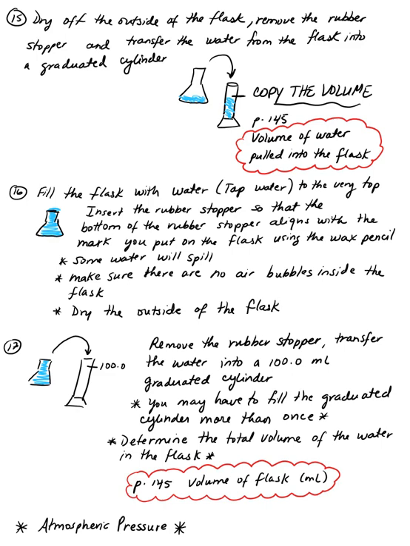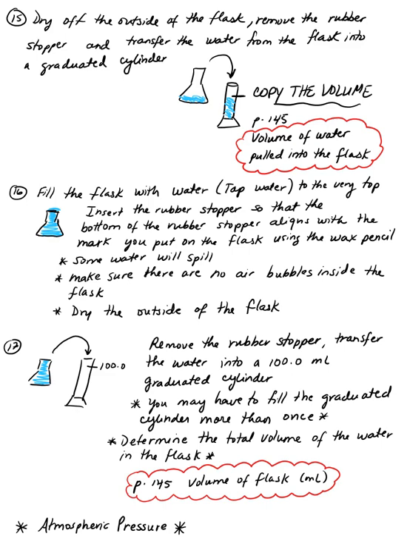So you're going to dry the outside of your flask. Use paper towel. Make sure that you dry the outside of your flask, but make sure that when you're drying the outside of your flask that you don't erase that mark that you did in the beginning. So now you can remove the rubber stopper, and you're going to transfer the water that came into the flask.